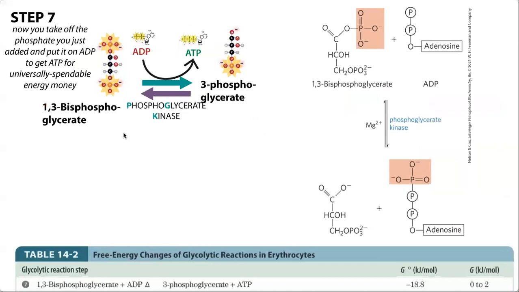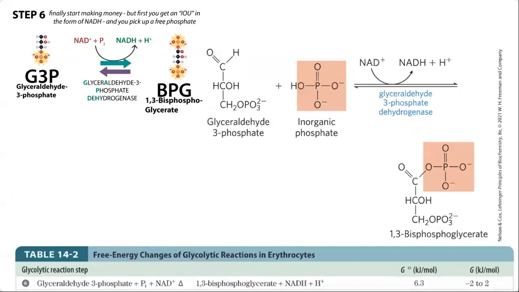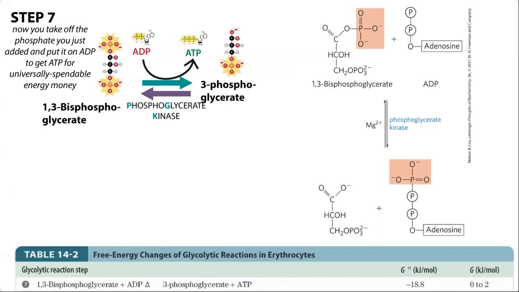Next up, we're going to take off the phosphate that we just added. Now you might be like, why the heck did we do that? We just took this phosphate group that was freely floating around and we added it onto glyceraldehyde 3-phosphate, and now we're taking it back.